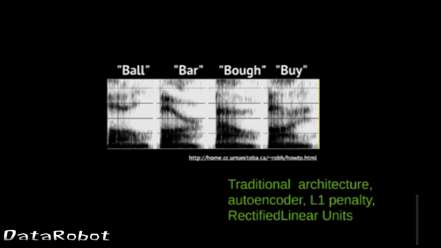So these are examples from this guy, Rob H. This is his own private hobby website, and he just likes to look at these waveforms of speech. And he has this whole website describing how you can look at it. But I just made this picture from him. But anyway, you can see here that when you say the word ball, it looks different than when you say the word bar.